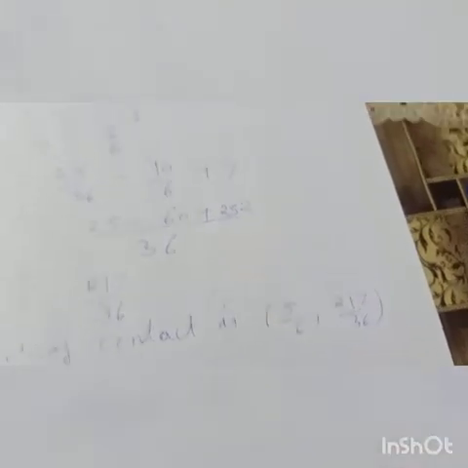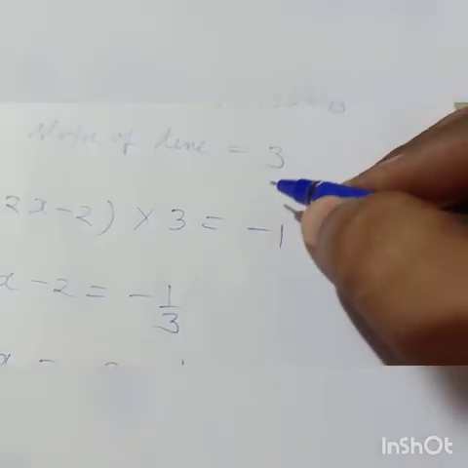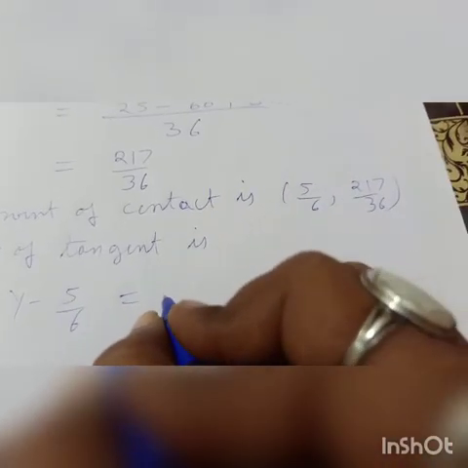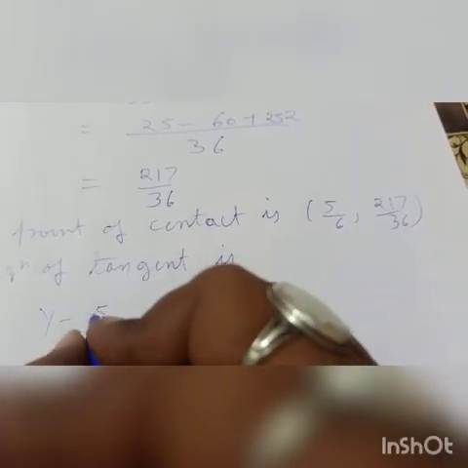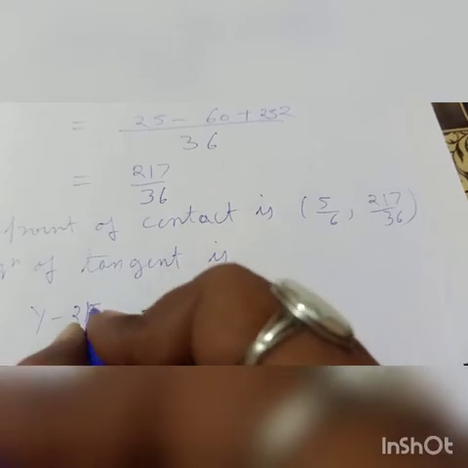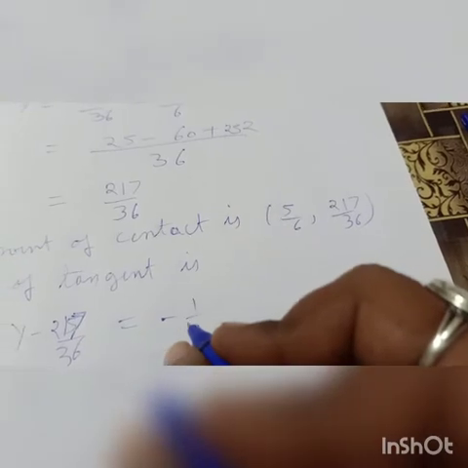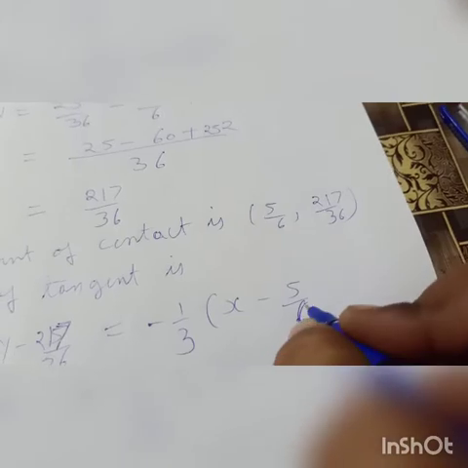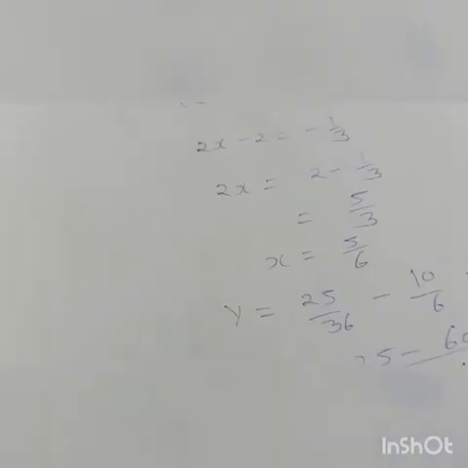Now the slope: since we know that the slope of the line is 3 and the line is perpendicular to the normal, the slope of the normal is minus 1 by 3. So we can simply write minus 1 by 3 here, and this value is y1, this value is x1, so y minus 217 by 36 equals minus 1 by 3 times x minus 5 by 6. If you solve further, you will get the answer. So in this way you can do this question. Okay, now we will take the next question.